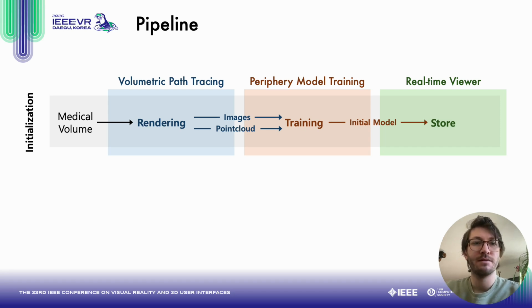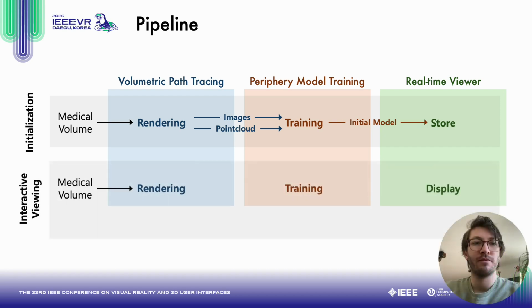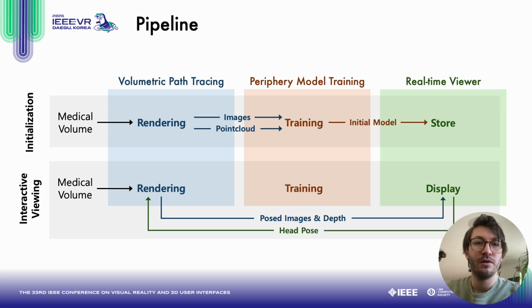And as soon as we have this volume, we can start with the interactive viewing, where we render views in response to head poses sent from the viewer, send back the pose images and depth, and as we said, at the same time, we use these images to refine the peripheral model and pass it on to the real-time viewer.